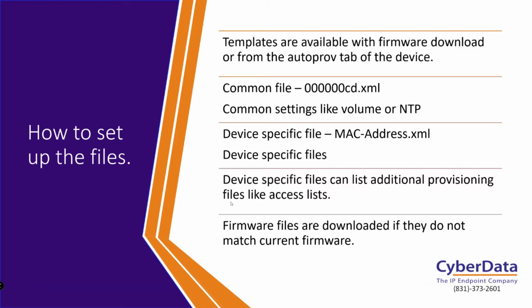But in the device-specific file, what you can also do in the Autoprov section is list additional files in there. Now, that's not super necessary. You can always just load everything into the two files, your common file and your device-specific file. But sometimes you want a file that's downloaded by certain devices, not all the devices, and you want an individual file to manage.